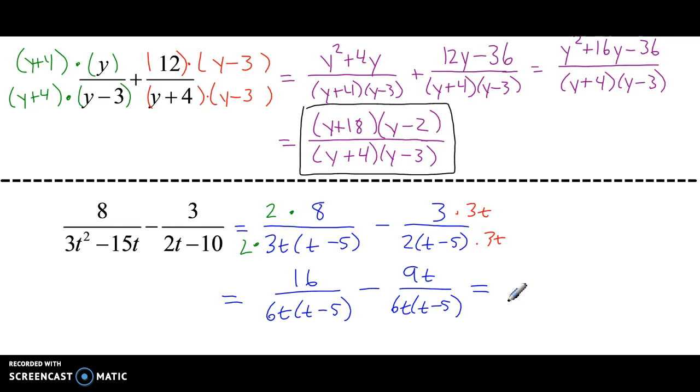Okay, it's a subtraction problem instead of an addition problem, but that's the same basic idea as it always has been. You subtract the numerators. You get 16 minus 9t over 6t times t minus 5. And that numerator doesn't factor at all. It looks like maybe it's a difference of squares, but 16 is a perfect square, 9 is a perfect square, t is not a perfect square. So it almost, but not quite, factors.